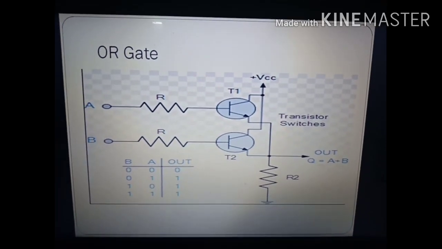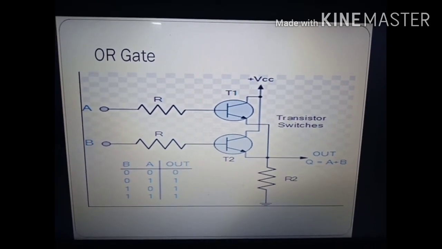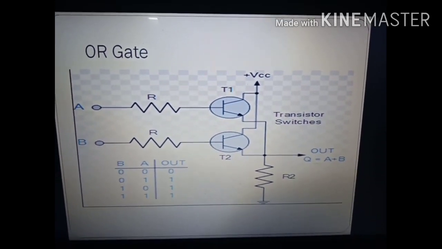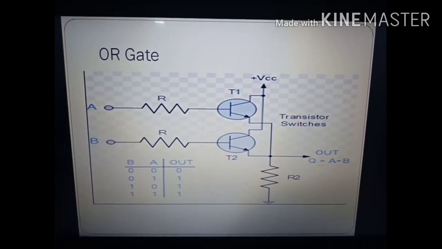From the truth table of the OR gate, we can say that when the two inputs of the OR gate are in the lower state, the output will be lower. Otherwise, the output will be higher.